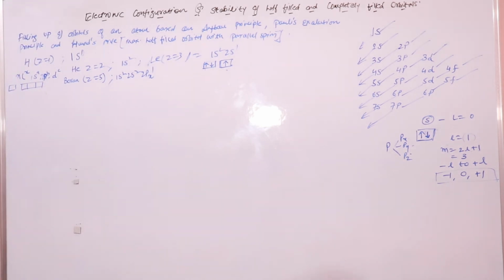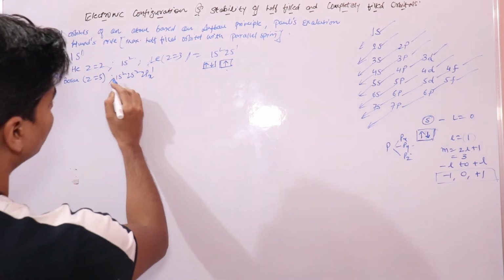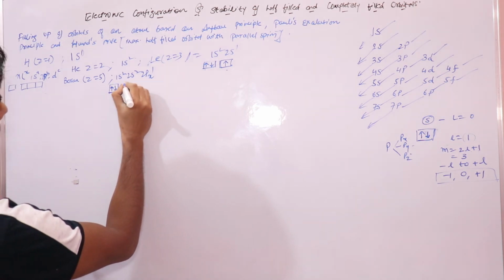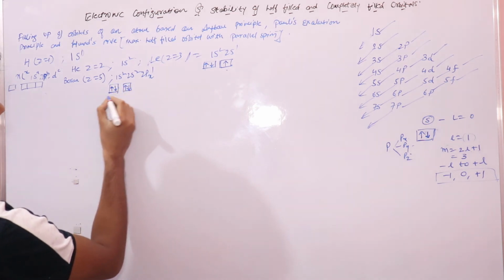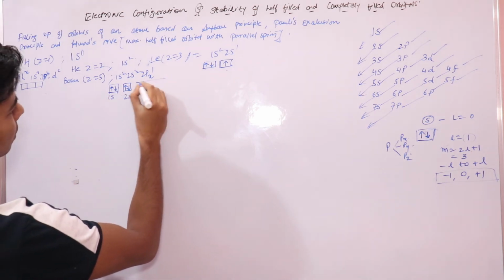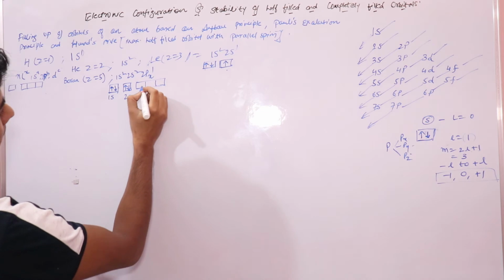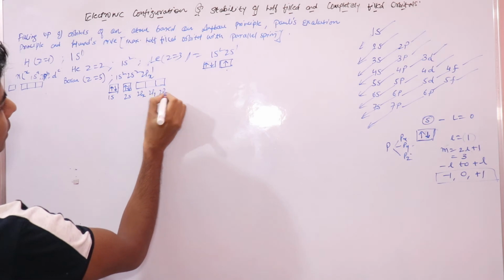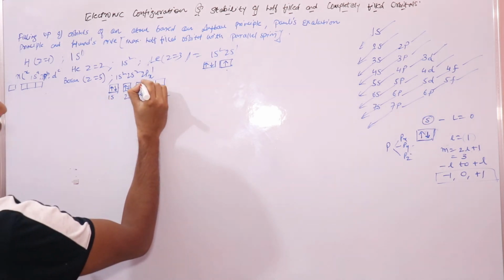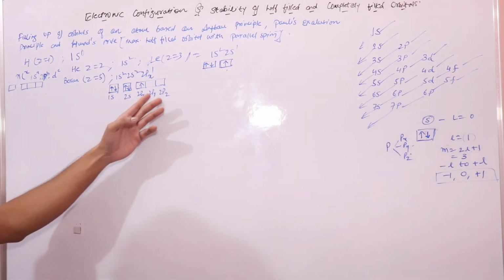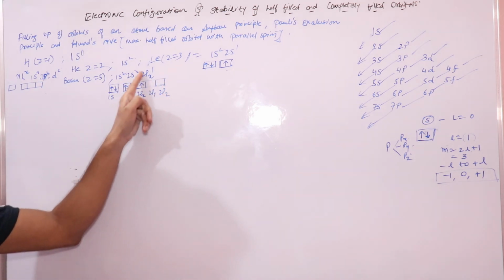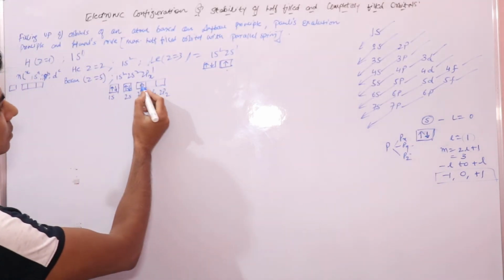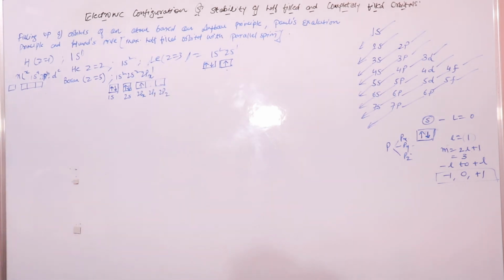So I wrote 2px. If we want to write this in box notation, it would be like this. This represents 1s, 2s, then you have 2px, 2py, 2pz. We have 1 electron left which will go in 2px. It may go in 2py or 2pz, because these 3 orbitals are degenerate orbitals. They all have the same energy. So it doesn't matter whether the electron is in 2px, 2py or 2pz.